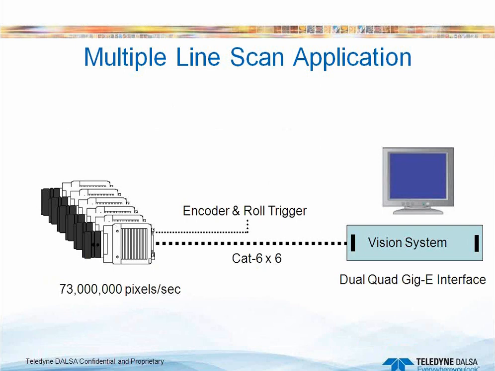The 6 line scan cameras go into a vision system, which is basically using dual quad GigE interfaces, and the throughput of this is 73 million pixels per second. Again, we have a roll encoder that clocks the cameras, and then we have a roll trigger that generates a 2D frame every 3,560 pixels.